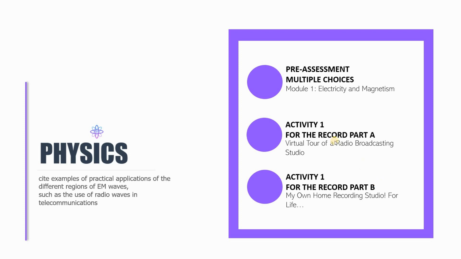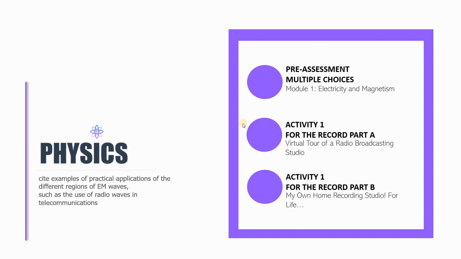This is the second session. For this session, we have the following parts. The first one will be a pre-assessment. It will be composed of multiple choice items and the questions are going to be about Module 1, Electricity and Magnetism. The second part is the first activity, the first part of that activity is Part A, which is titled Virtual Tour of a Radio Broadcasting Studio. And then the last part of this session is still under the same activity. It will be titled My Own Home Recording Studio for Live.